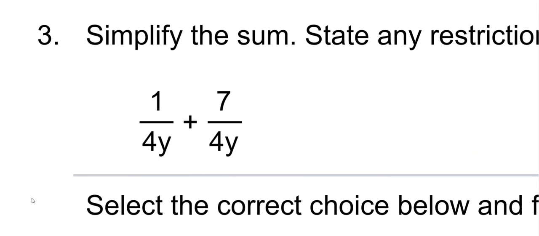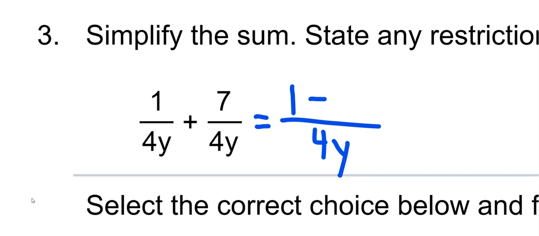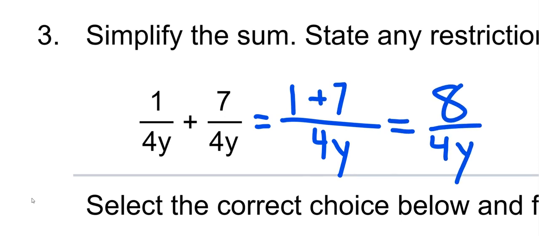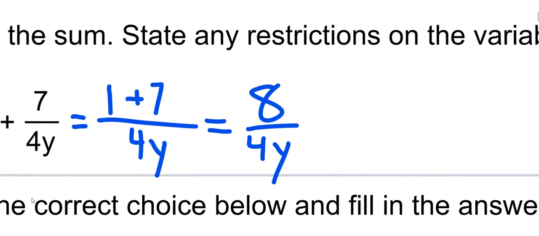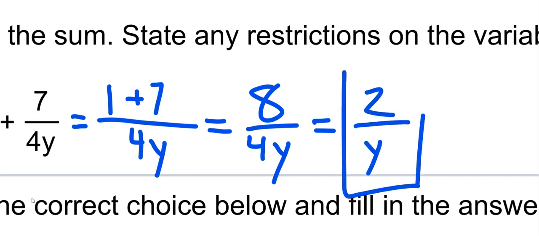Do those have the same denominator? Yes. Okay. 8 over 4. So we don't mess with the bottom, but we do add the 2 things on the top, and since they're like terms, that would be 8 over 4y. But it can be simplified. That's good. 2 over y. That's right.